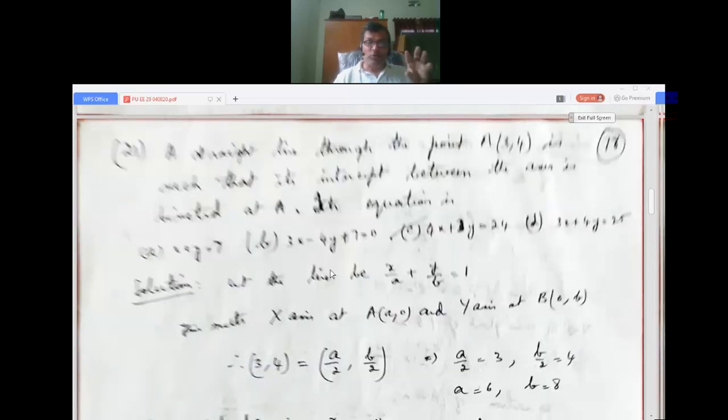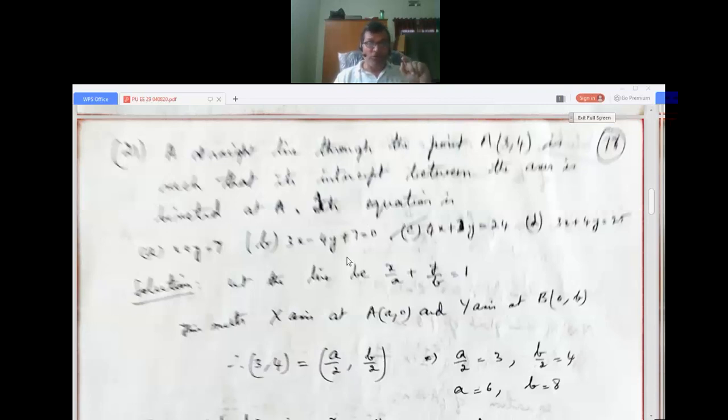Understand the problem properly. A straight line through the point A (3, 4) is such that its intercept between the axes is bisected at A. Its equation is: x plus y equals 7, 3x minus 4y plus 7 equals 0, 4x plus 3y equals 24, or 3x plus 4y equals 25.